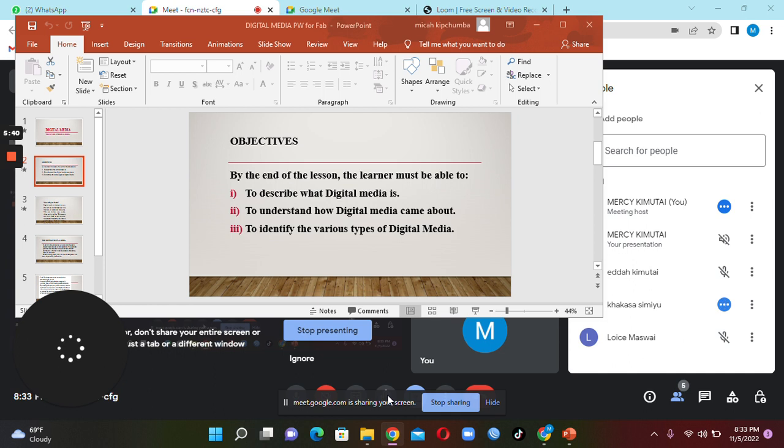Yes, we can. All right, our objectives are three. The first one is to describe what digital media is, and then the second one, by the end of this lesson, everyone should be able to understand how digital media came about. That is the history of digital media. And then another thing is to identify various types of digital media. Now, those are the three objectives.